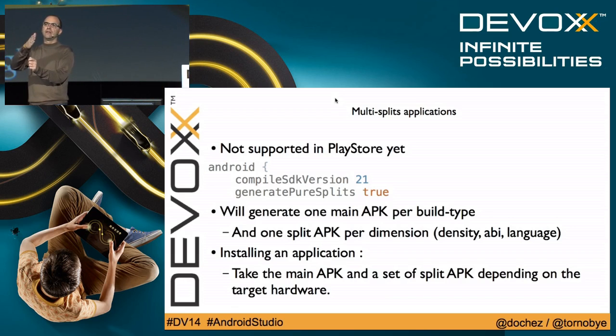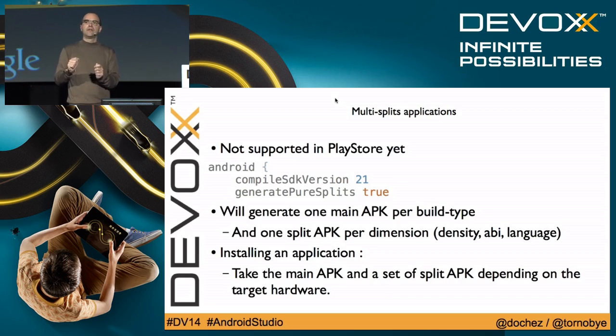So you've got the different densities, different ABI, maybe different languages, APKs. And those do not contain the classes.dex, for instance. They just contain the resources specific for that particular density. So when you want to install an application now, it's not going to be only one APK anymore, right? You're going to have that particular main application APK plus a certain number of sub-APKs, which are going to be very specific to the deployment target.